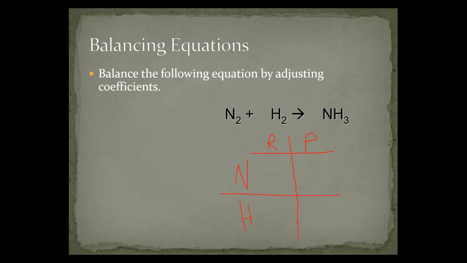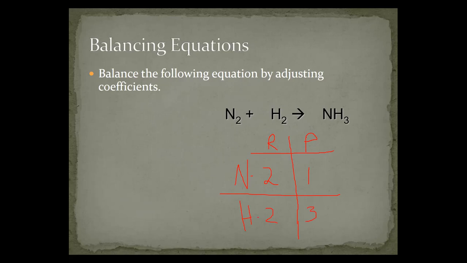Now, once I have my table set up, I'm going to count my atoms. On the reactant side, how many nitrogens are there? Well, it's N2, so that tells me that there are 2 nitrogens. On the product side, how many nitrogens are there? Well, I just see an N with no number, so I know that means that there is 1 nitrogen. Then I go back to the reactant side. How many hydrogens are there? Well, that's H2, so there are 2. And then I go to the product side, I see H3, so that means that there are 3. So now I've done my count, and again, it proves to me that this is not a balanced equation.